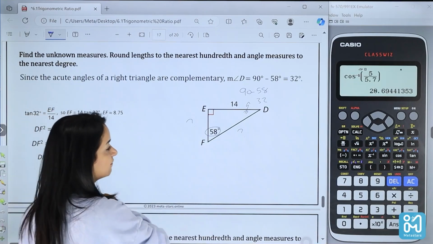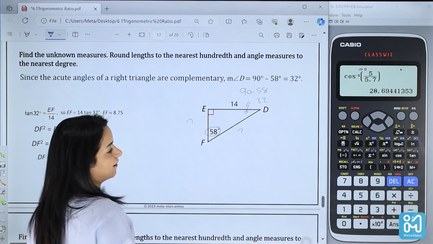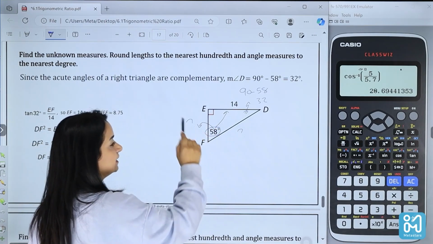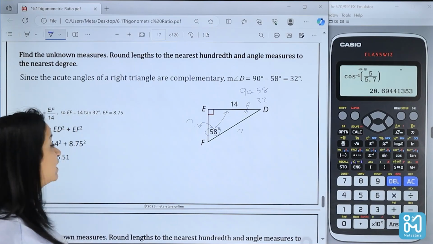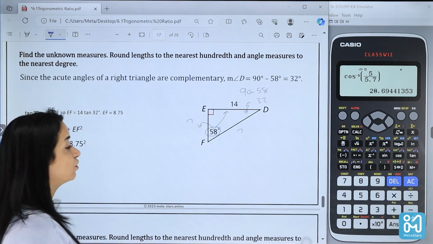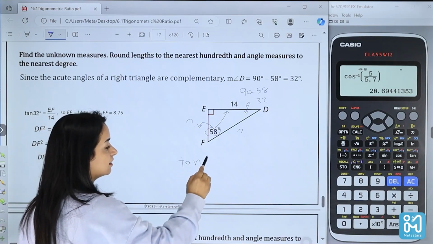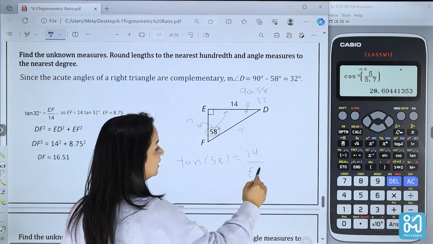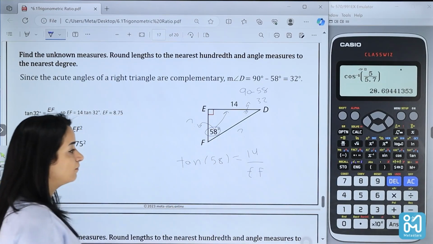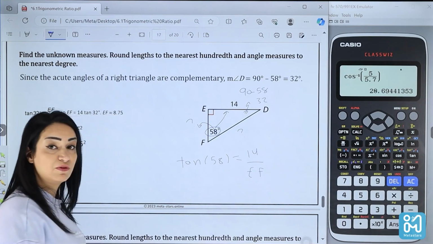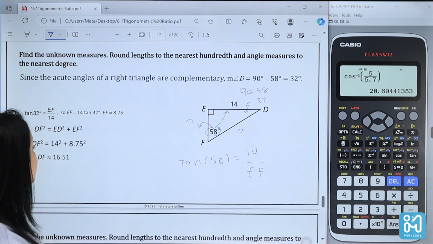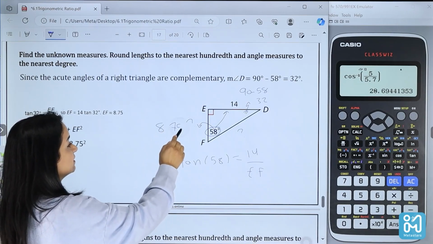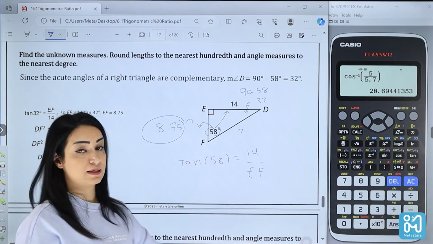So let's start using 58 to find EF. I have the opposite, and I need to find the adjacent. So what relation can we use? Directly, we can use the relation of tan. So tan 58 is equal to 14 over EF. Now directly we can do as we did before, shift solve or cross multiplication, to get the value of EF. Here it is equal to 8.75.